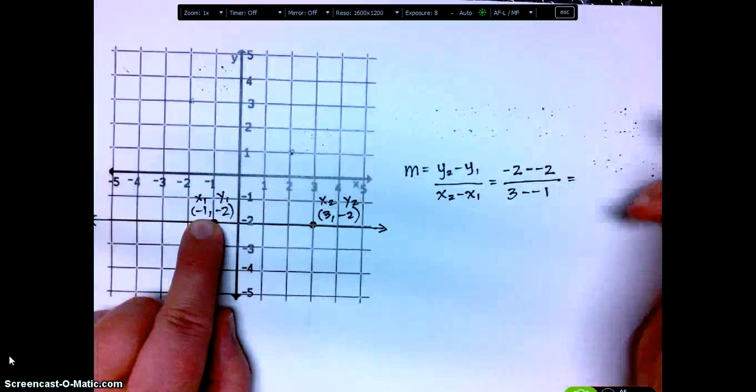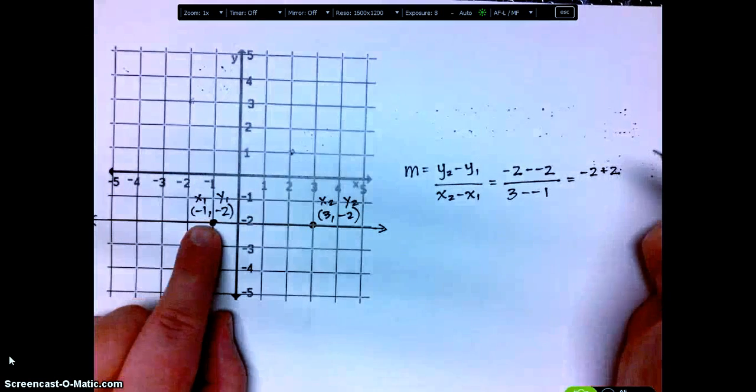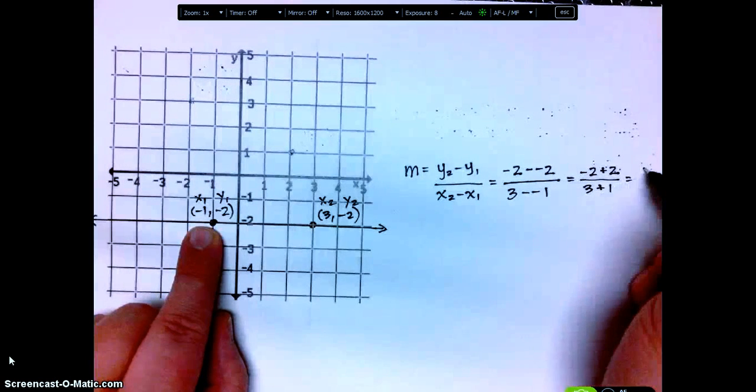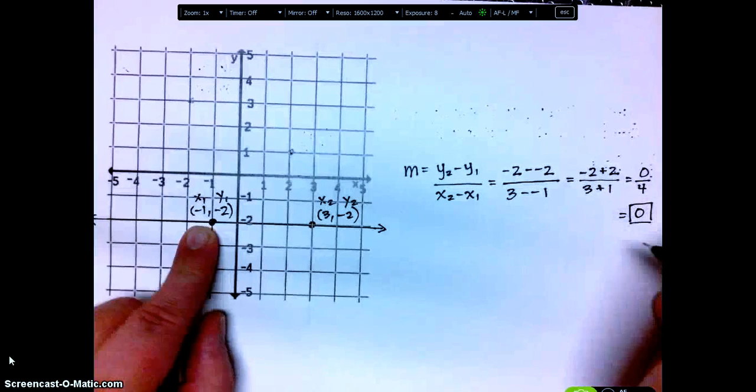And what do you notice happens at the top? This turns into -2 plus +2 divided by 3 plus 1. And I get 0 over 4. And in the end, that is 0. And this should make sense.